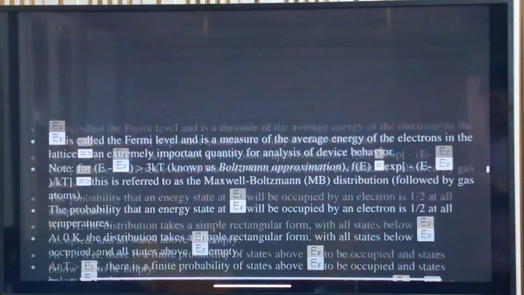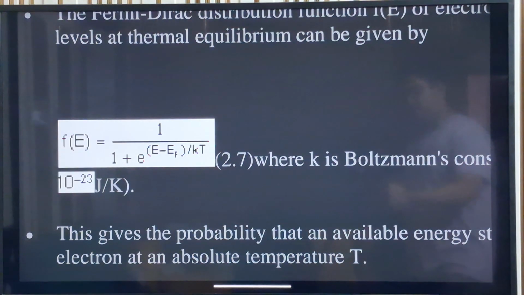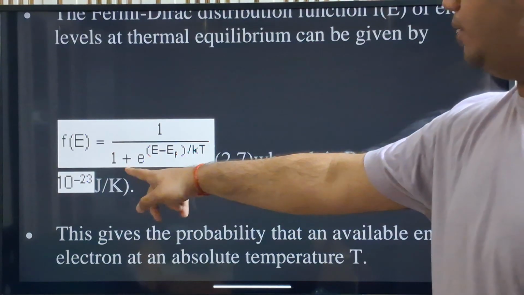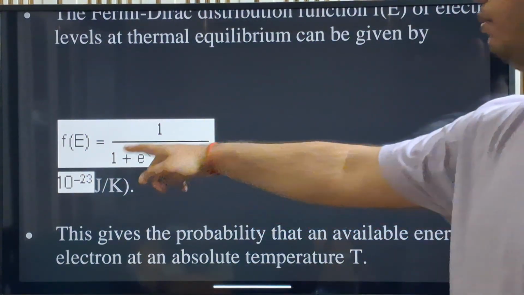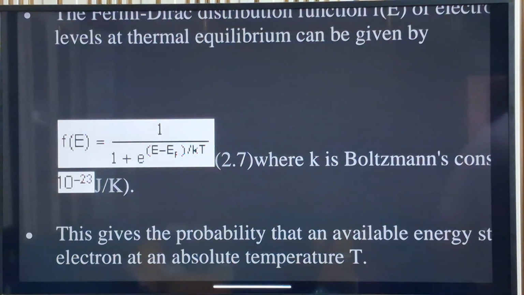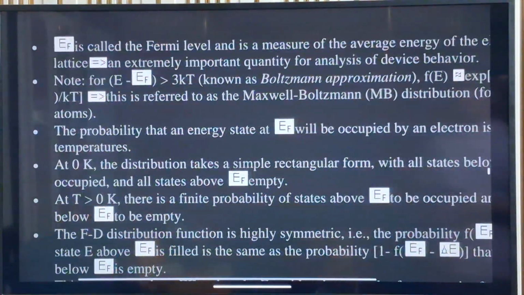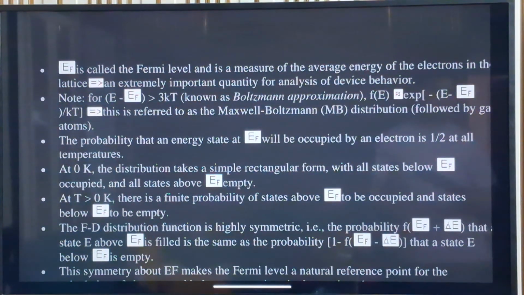Now what if, let's say, E is Ef, so we replace E by Ef, and we can see that this term basically cancels out to 0, and we are left with 1 by 1 plus e to the power 0. So e to the power 0 is 1, and 1 by 1 plus 1 is a half. From that we can conclude that at the Fermi level, the probability of finding an electron will always be half, regardless of what we set the temperature to be.